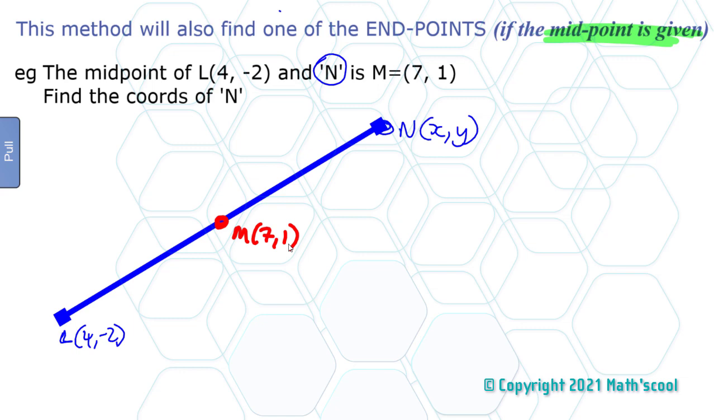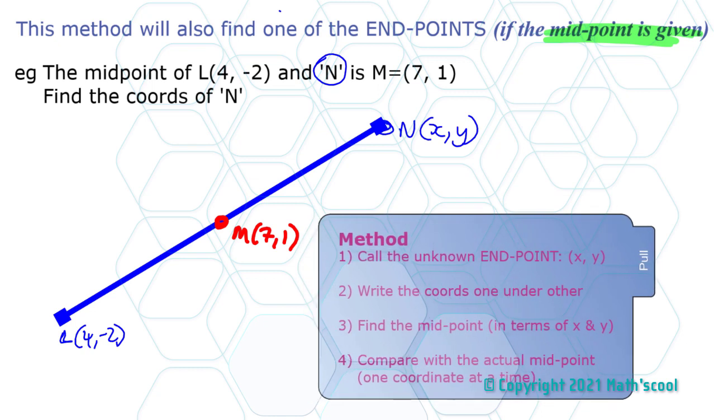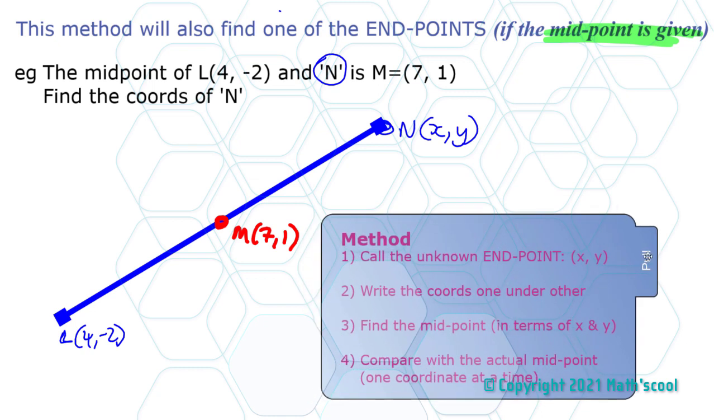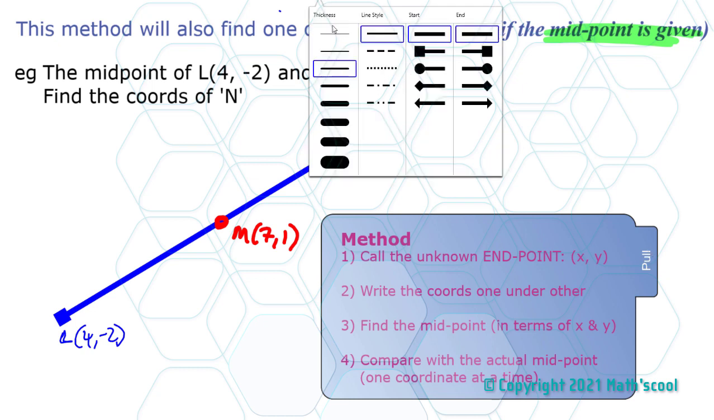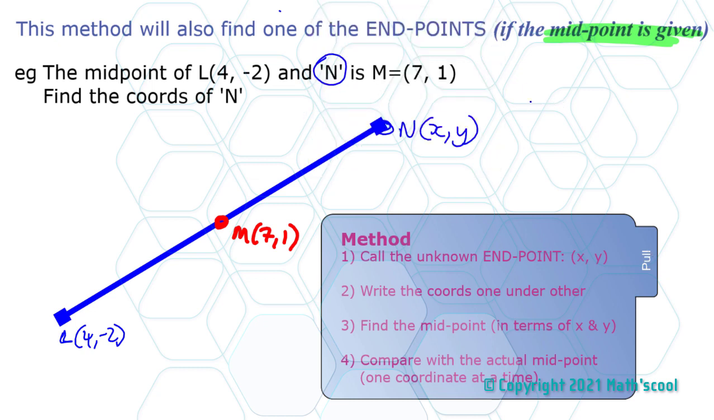So we can still use the same method here. So call the unknown endpoint xy. Write the coordinates one underneath each other. Okay. So N is x comma y and L is 4 comma minus 2.